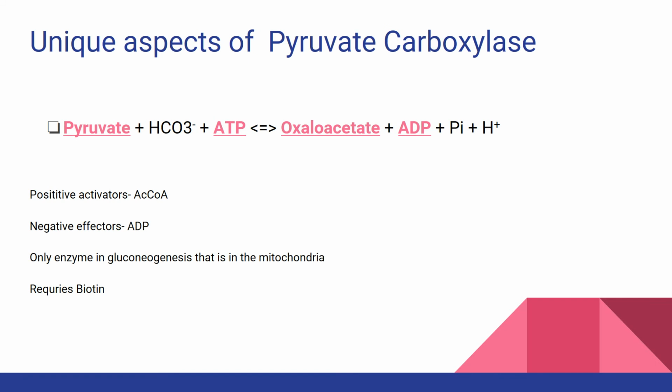Unique aspects of pyruvate carboxylase. Pyruvate carboxylase is activated allosterically by acetyl-CoA. This enzyme is a tetrameric protein carrying 4 molecules of biotin. In animals, the reaction catalyzed by pyruvate carboxylase is the most important anaplerotic reaction, particularly in the liver and kidneys. Pyruvate carboxylase is the only enzyme of gluconeogenesis in the mitochondria. It requires pyruvate and oxaloacetate to be transported across the mitochondrial membrane for gluconeogenesis to occur.